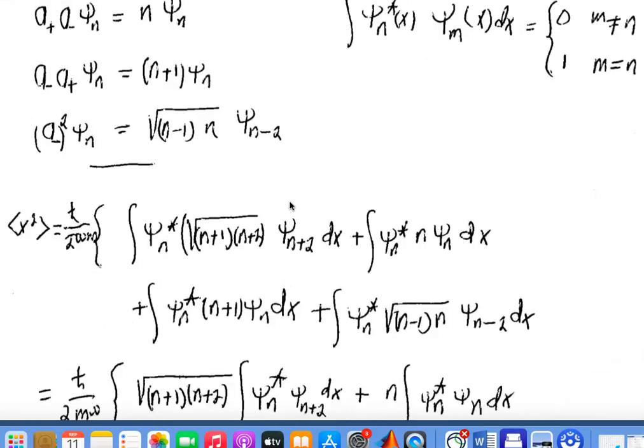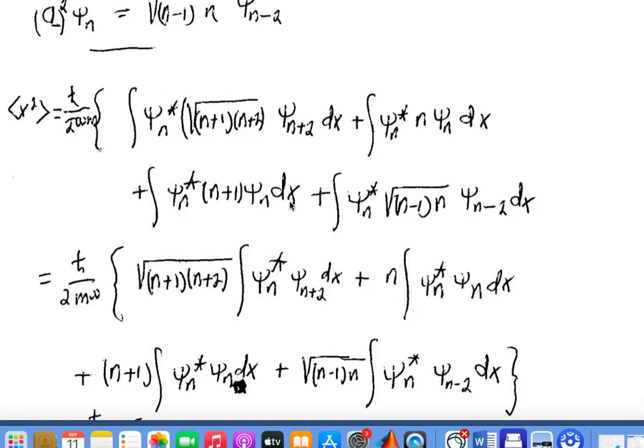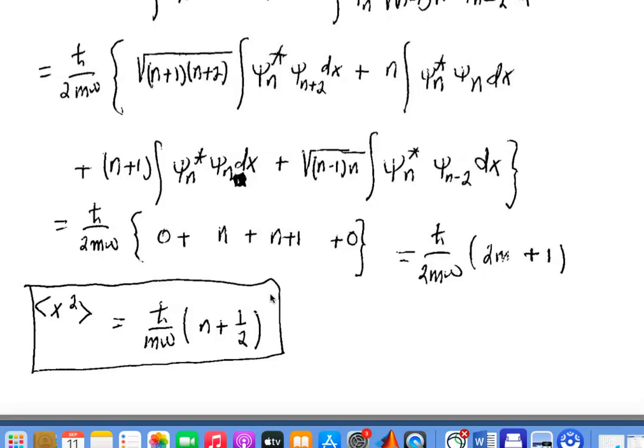And recall that, you put those in, and then you can find the expectation value of x squared in these terms. You have this expression here, you have this one, you have that one, and you have that one. These two are going to go to 0. Let's see, where do I show that? Right here. This one goes to 0 because it's the integral of psi sub n star psi sub n plus 2. They are not the same. But this one does not go to 0. It's going to give you 1. That one does not go to 0. It gives you 1. But this one goes to 0.